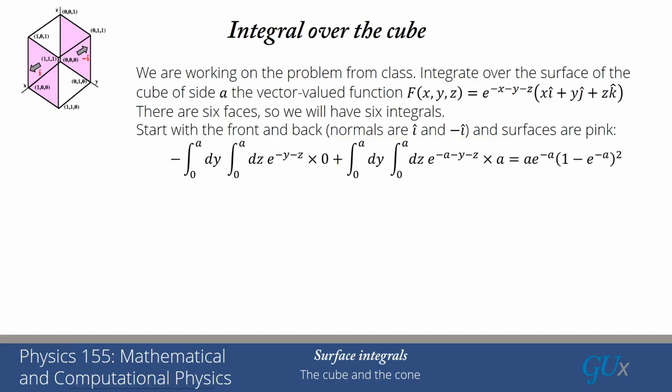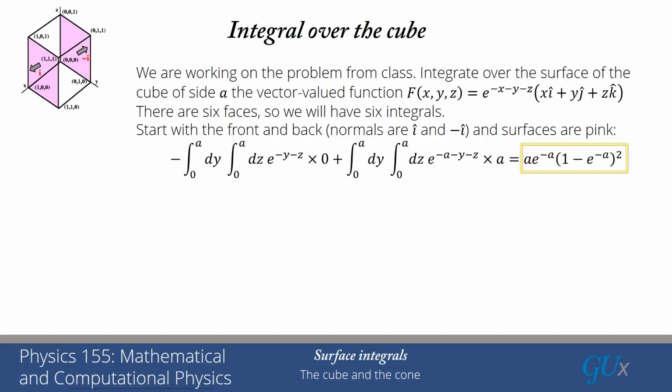Now I can pull the a out of the integral, and I can pull the e to the minus a out of the integral. I have 2 integrals that are exactly the same, and when I evaluate each one of them I get 1 minus e to the minus a, so I get that whole thing quantity squared, and that's the result of the integral over the 2 pink faces.